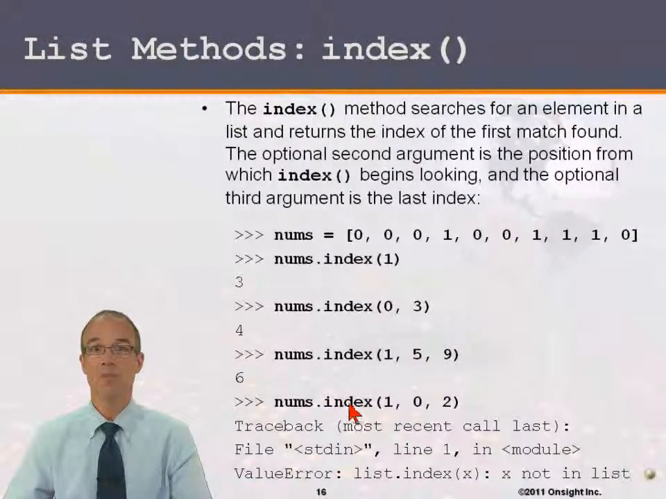Here we go into nums and try to locate a 1. Start at index 0, but don't go past index 2. So it looks here, 0, then 1, then 2. It didn't find a 1, so we get a value error. So basically we get an exception come back.